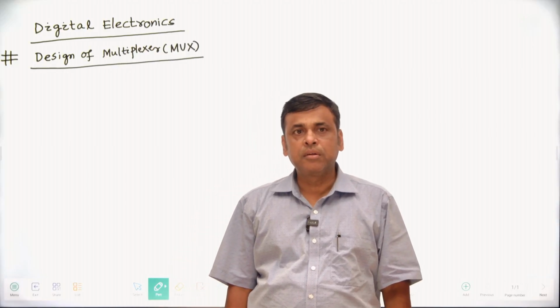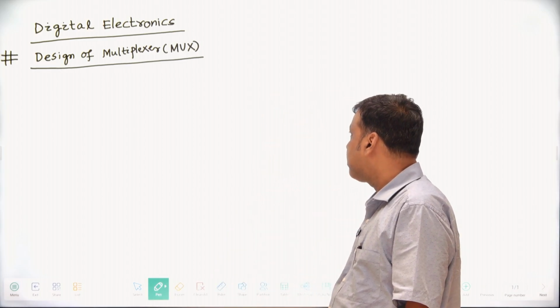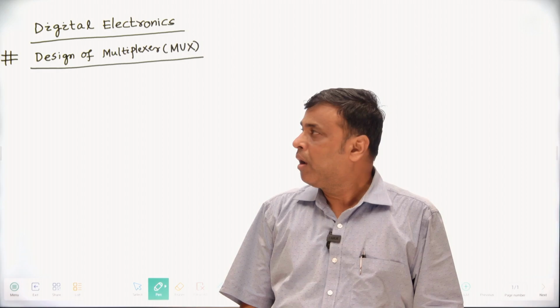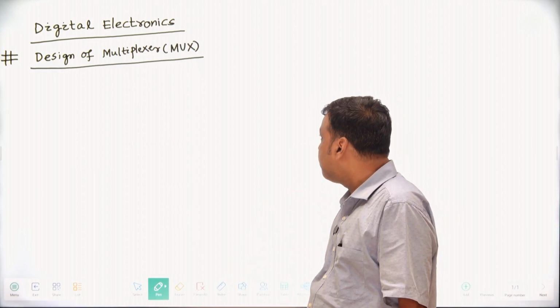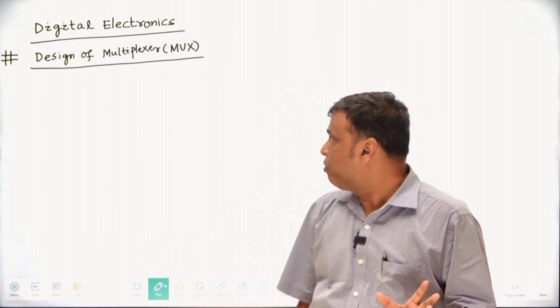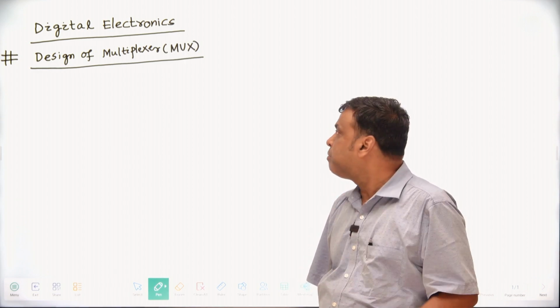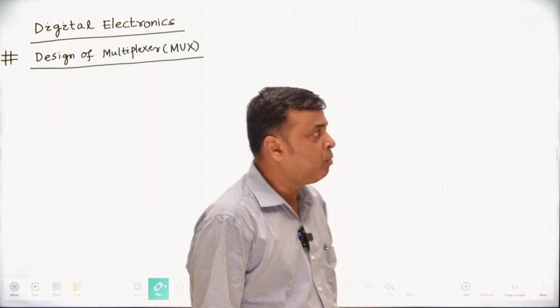Hello students, today we are going to discuss multiplexer. Multiplexer is a combinational logic circuit. It will convert many signals into one signal. If there are many signals at the inputs, it will give only one output signal.